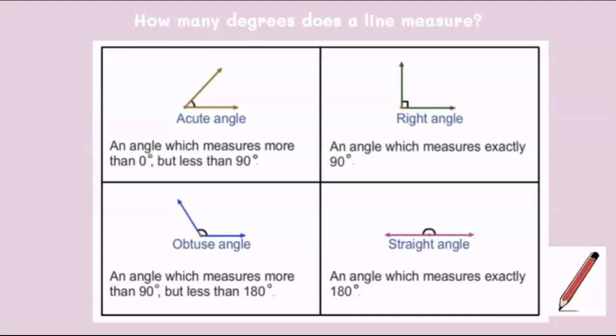Well, when we have an acute angle, the acute angle will measure anywhere between 0 but less than 90 degrees. A right angle measures exactly 90 degrees. An obtuse angle will measure more than 90 but less than 180. And a straight angle measures exactly 180 degrees. So again, pause the video, write these things down because they're very important for you to know.